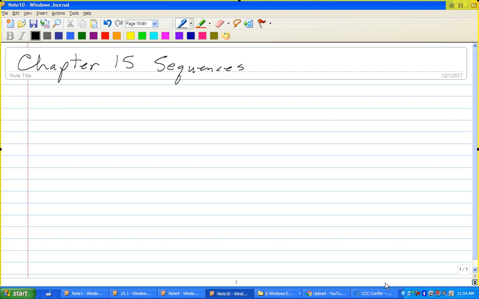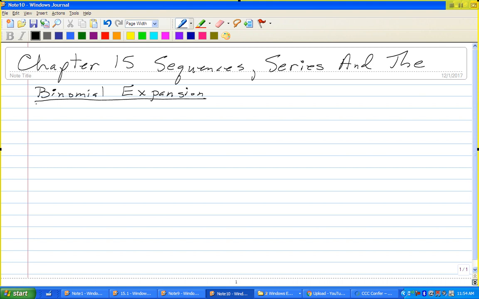So chapter 15, sequences, series, and the binomial expansion. Okay. So section 15.1 is on mathematical induction.